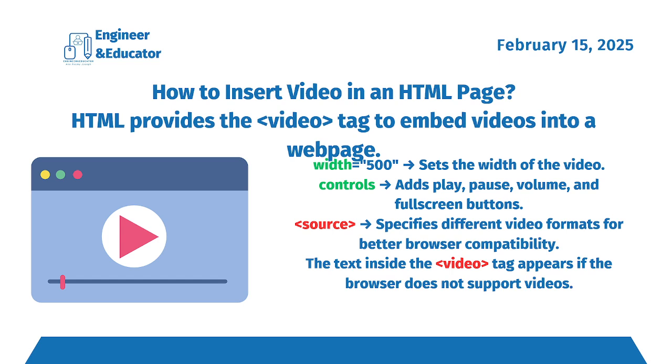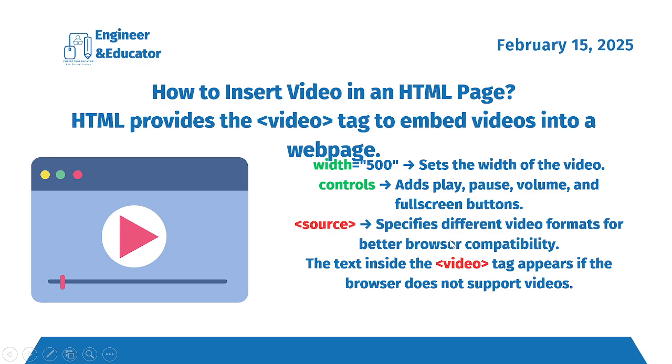Similarly, how can you insert a video in an HTML page? HTML provides the video tag for that, to embed videos into a web page. Inside the code example that I'm going to give you, a width attribute is also set to 500. That means it will set the width of the video, so the video will be only 500 pixels wide. And then controls adds the play button, pause and volume buttons inside the video.